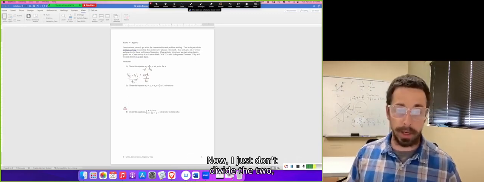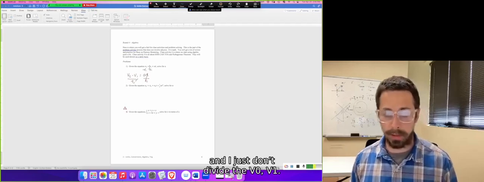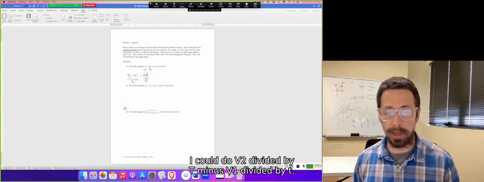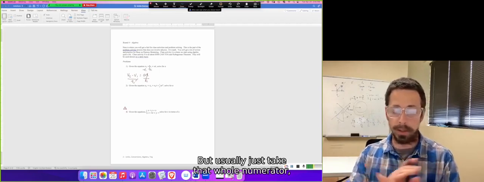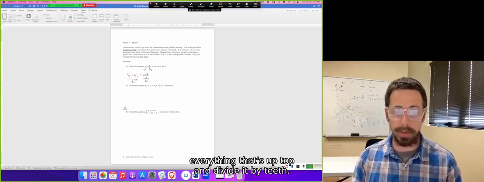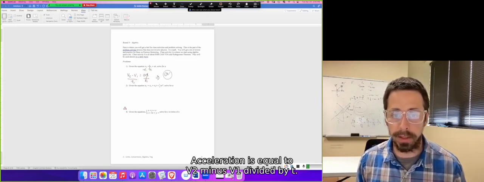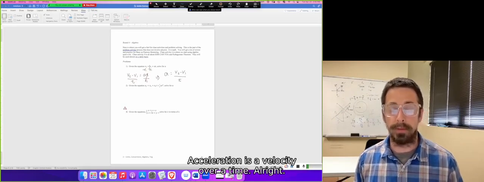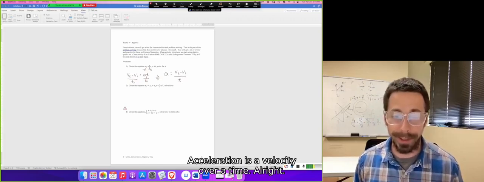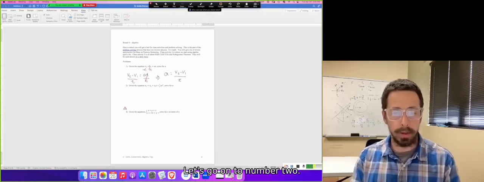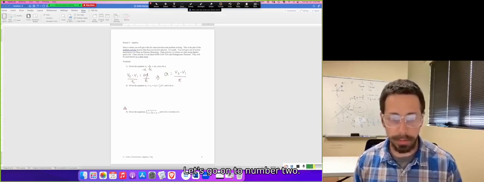Now I just don't divide the V2 and I just don't divide the V1, right? I could do V2 divided by T minus V1 divided by T, but usually just take that whole numerator, everything that's up top, and divide it by T. So if you want to write this all nice and neat, acceleration is equal to V2 minus V1 divided by T. Acceleration is a velocity over a time. All right. Let's go on to number 2.